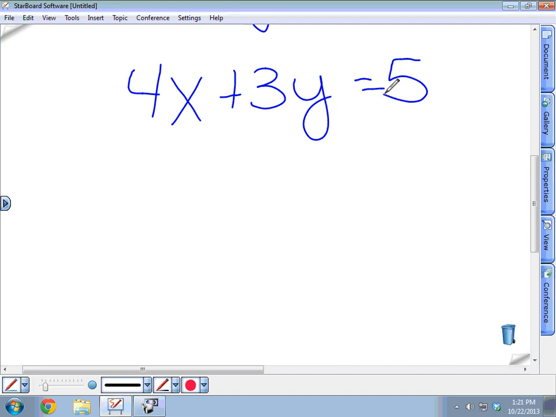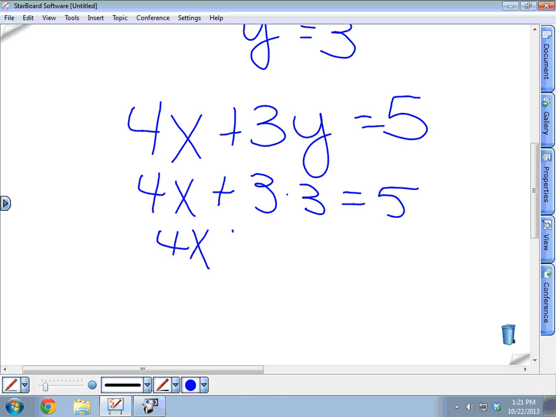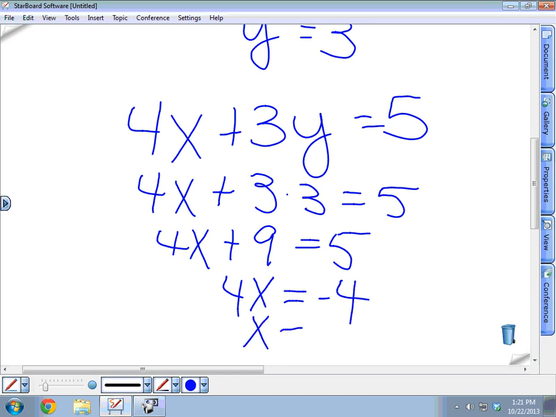And if I substitute in what I know y equals, which is 3, I should be able to solve for x fairly easily. So 4x plus 3 times 3 equals 5. 3 times 3 is 9. If I subtract 9 from both sides, I get 4x equals negative 4. And if I divide both sides by 4, I get x equals negative 1.